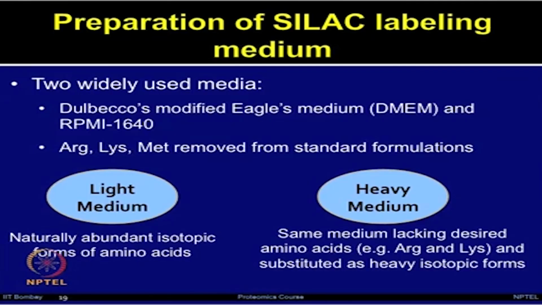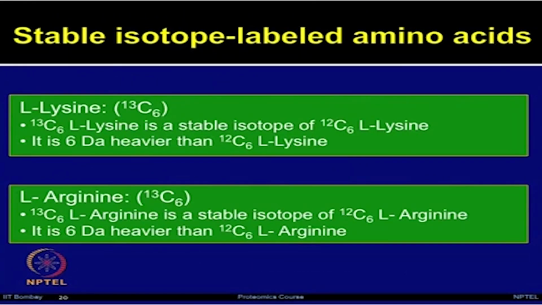The light medium has the naturally abundant isotopic forms of amino acids, whereas the heavy medium is the same medium which lacks the desired amino acid, for example, the arginine and lysine, and it can be substituted with the heavy isotopic forms. So, here I am providing you one example of stable isotope labeled amino acids. 13 carbon 6 L lysine is a stable isotope of 12 carbon 6 L lysine. It gives 6 Dalton difference in the mass spec as compared to the 12 carbon 6 L lysine. The 13 carbon 6 L arginine is another stable isotope of 12 carbon 6 L arginine form. It is again 6 Dalton heavier than the 12 carbon 6 L arginine.